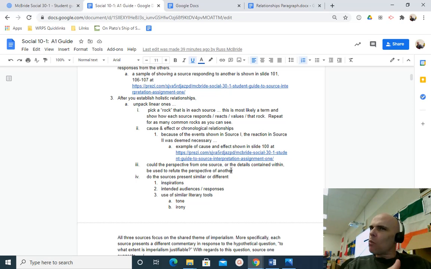Could the perspective from one source be used to further or perhaps refute the perspective of another? Is there evidence in one source that maybe another source was based upon a miscalculation or a misassumption? So that's another relationship, a linear one, that source 3 is providing evidence or argumentation that could be used to combat the position being furthered in source 2 or source 1.